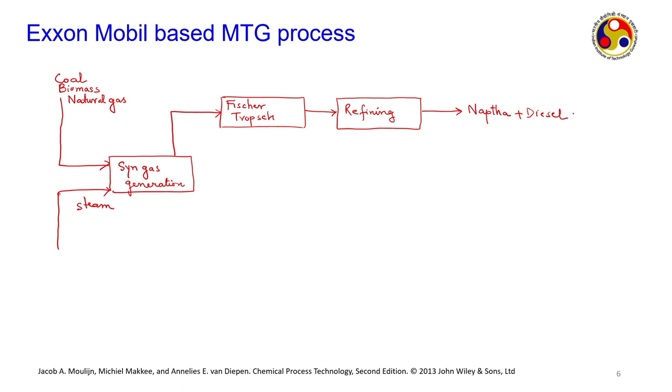Naphtha, diesel. The other route, which is actually what they do, they do both of these. The other route is you go to methanol generation from syngas. You do methanol, or I write here, CH3OH generation. The methanol generation from syngas, if you do that, finally you convert to MTG, that is methanol to gasoline.